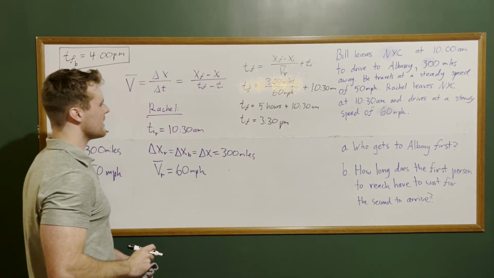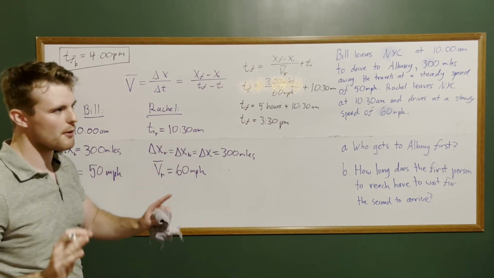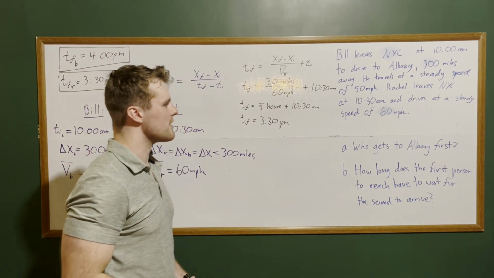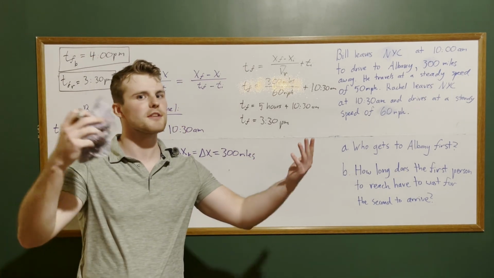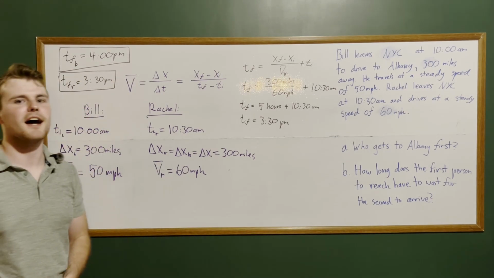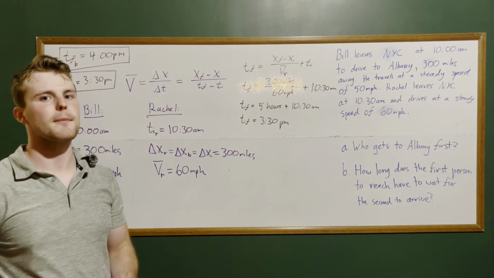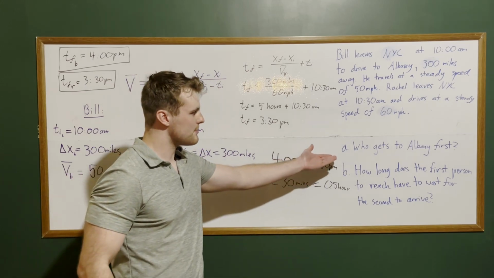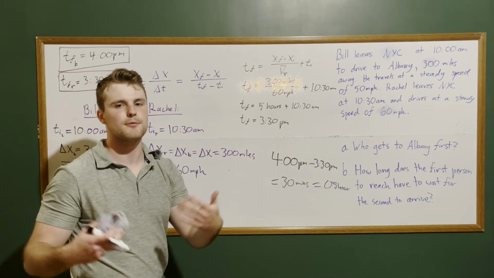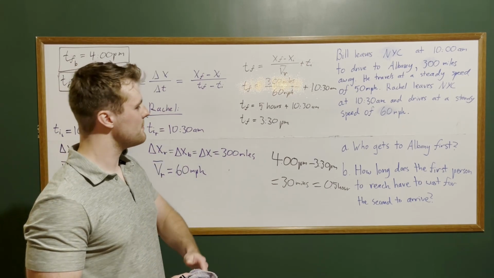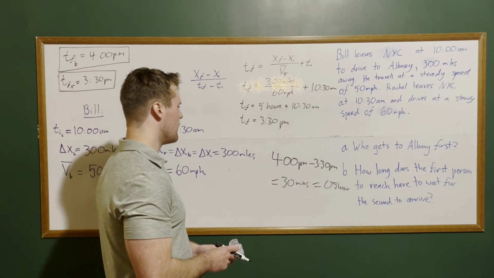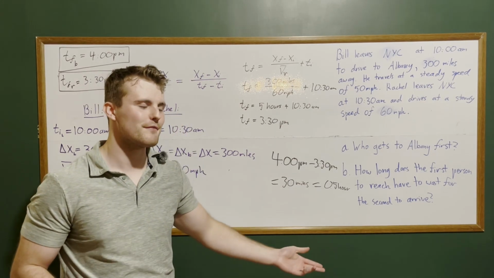Okay, so let's write this over here so we remember what we got so I can erase the board. So what's the answer to the question? Who gets to Albany first? Well, it's whichever time is lower than the other, because that means they got there first. So Rachel got there first, and she got there half an hour before Bill. So the answer to part A is these two values and who gets to Albany first. We decided it was Rachel. And for part B, how long does the first person to arrive have to wait for the second to arrive? Well, 30 minutes, or half of an hour.